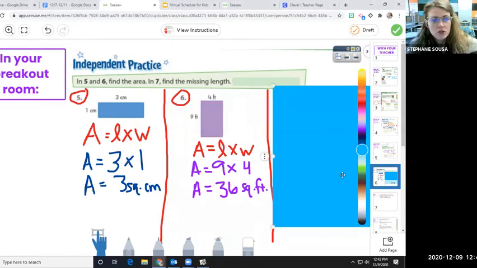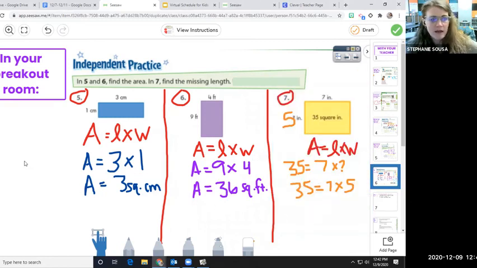For number 6, you were again asked to find the area. Area is equal to length times width. The length is the longest side, so in this case, it's on the left and right. Area is equal to 9 times 4, which gives you a product of 36 square feet, or feet squared.